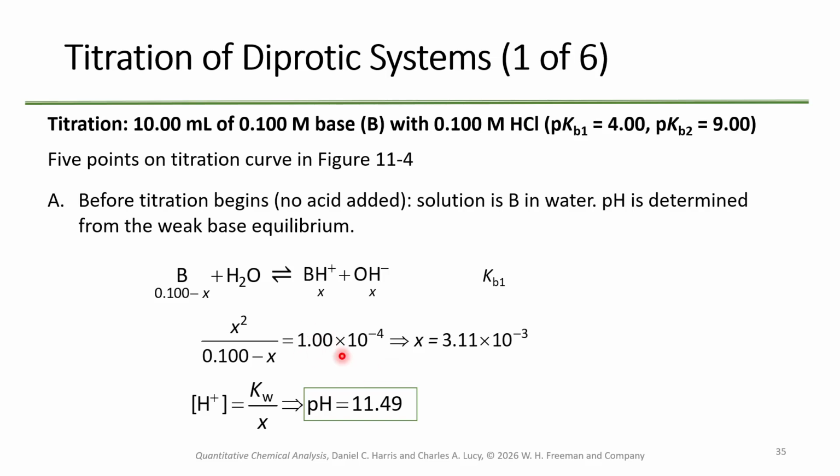Remember when we're looking at a Kb here, notice when we use a pKb right here, we can just take 10 to the negative power of that. That gives us the Kb. This is going to then be x, once we solve for x, equals 3.11 times 10 to the negative 3. Could we have assumed that bottom x value?